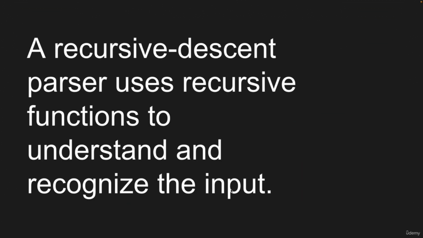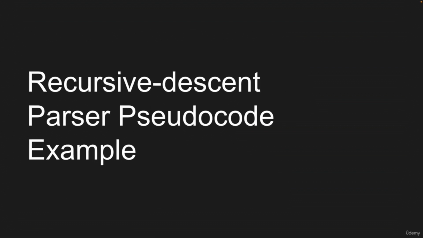So it uses recursive functions to understand and recognize input. That's what it does. That's why it's called recursive descent, because it uses recursive functions. If you don't know programming, you may not understand this, but if you do know programming, you will understand what recursive functions are. So here's an example of a recursive descent parser pseudocode.